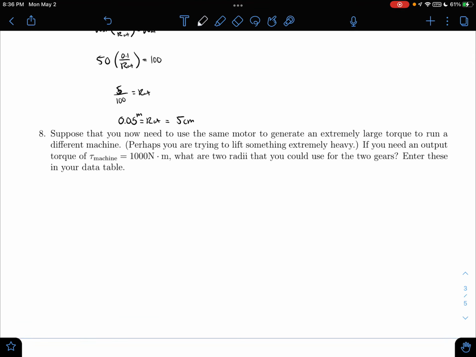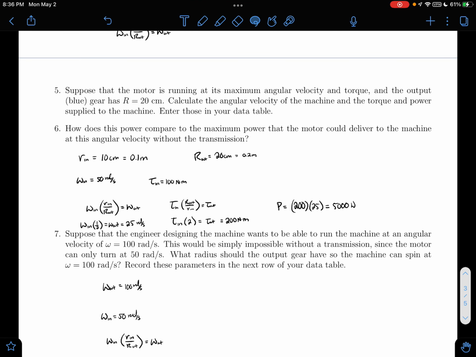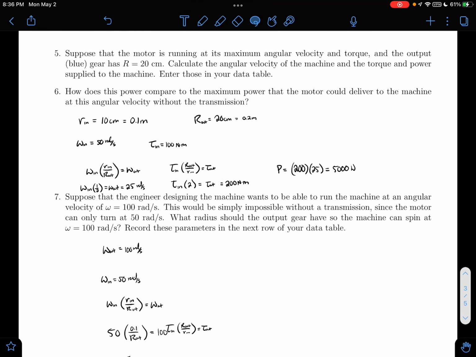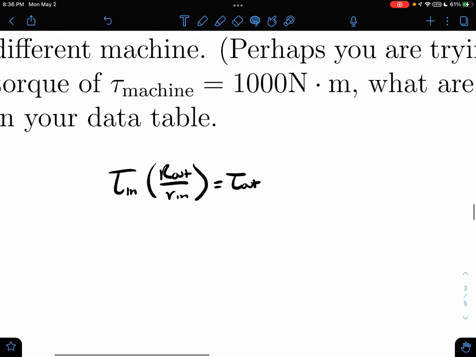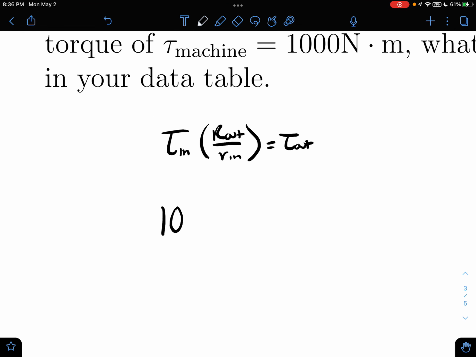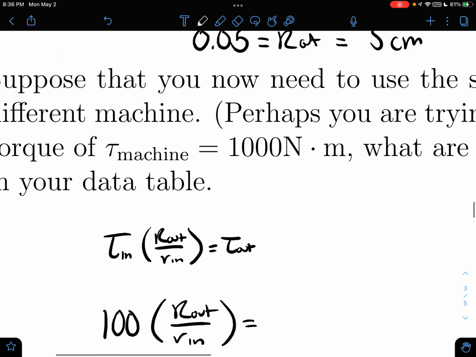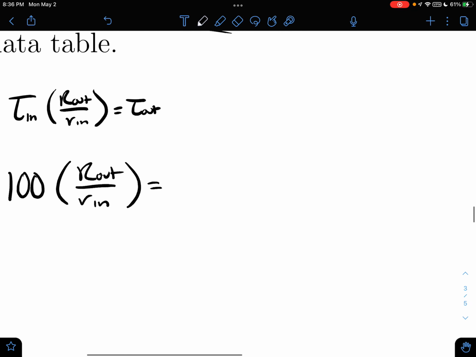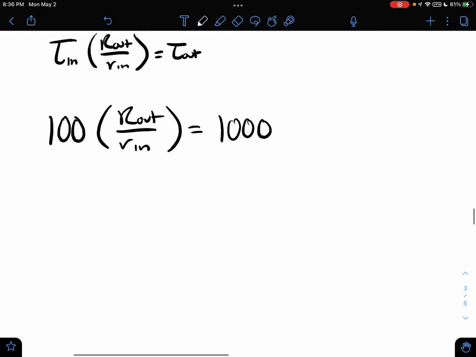So we know our relationship between our torques. If I borrow this from up here, you know that torque in, right? We want that to be our max. R out over R in equals, we want our output to be 1,000. So here she is. If I divide both sides by 100 real quick, we're going to get that our output radius over the input radius has to be 10, right?